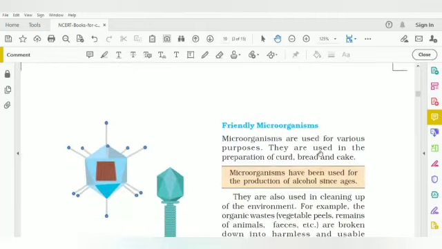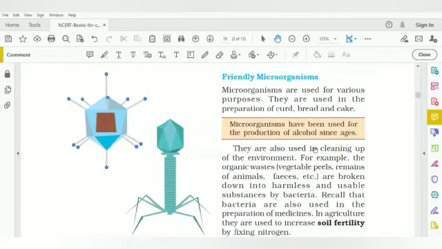So now let's talk about friendly microorganisms. Microorganisms are used for various purposes, as you all know. Microorganisms have been used for the production of alcohol since ages. This is the most important line. You can just highlight it like this, or you can copy it down in a notebook.